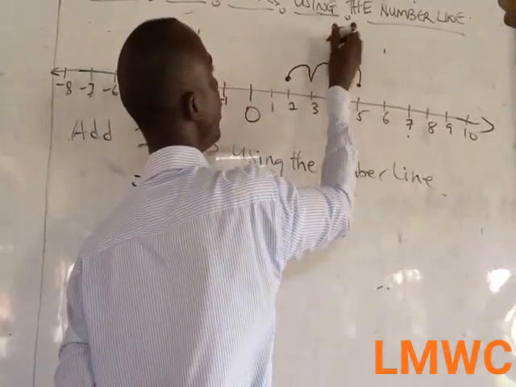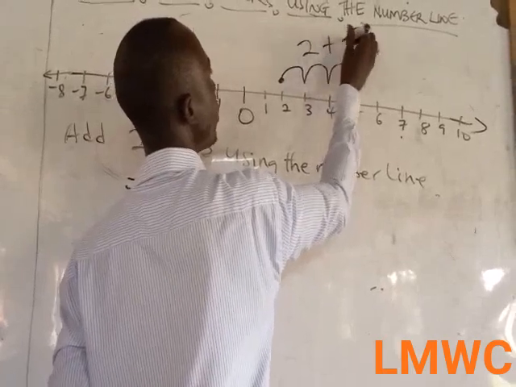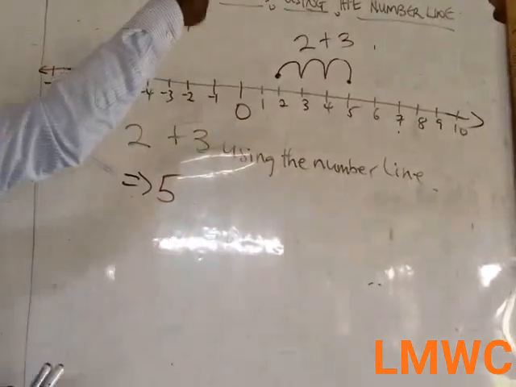So we just added 3. So 2 plus 3 is 5. We counted 3.